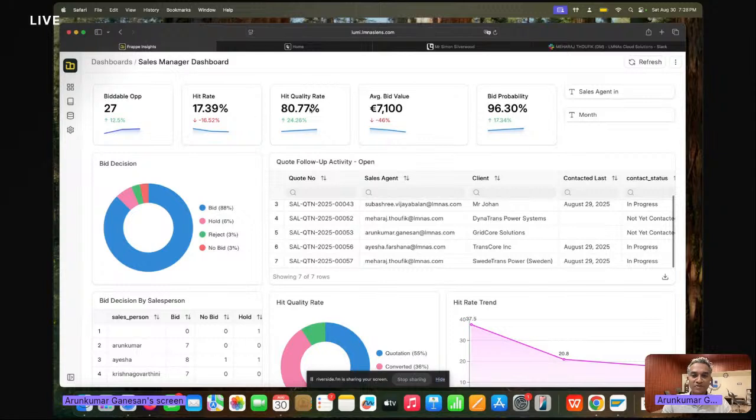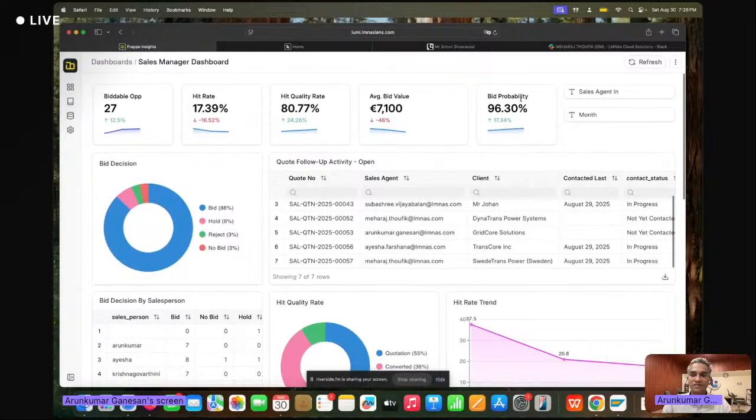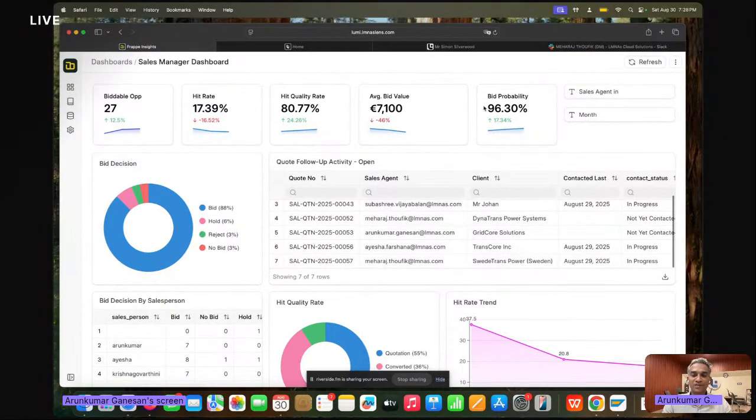So these are all some of the insights we are getting, but out of which, what is it that we are missing here? When the biddable opportunities are 27 and the bid probability is 96, my hit rate is low. Why? There could be two possibilities. One is the bid team is not in a position to qualify the opportunity properly, as opposed to bid or no bid decisions, because their knowledge of classifying the bid could be lower.